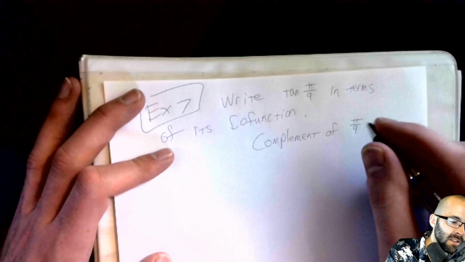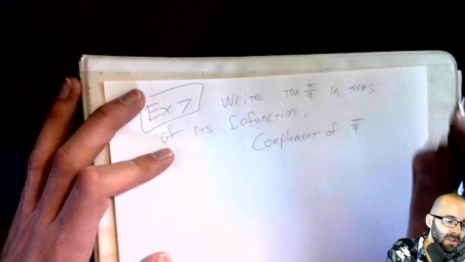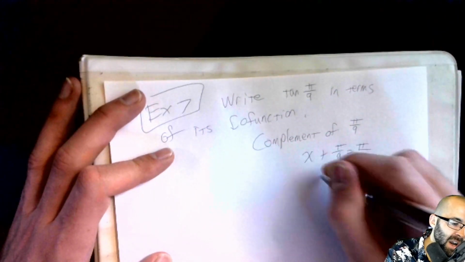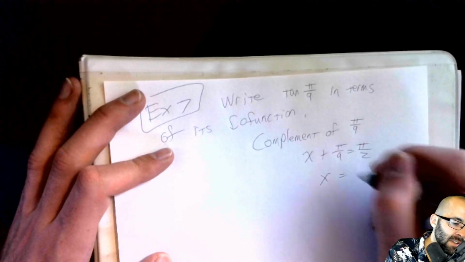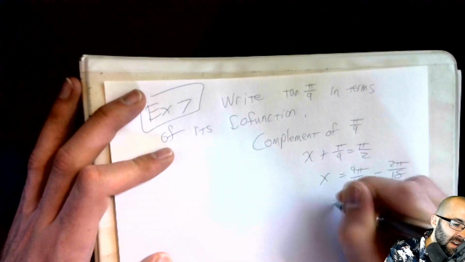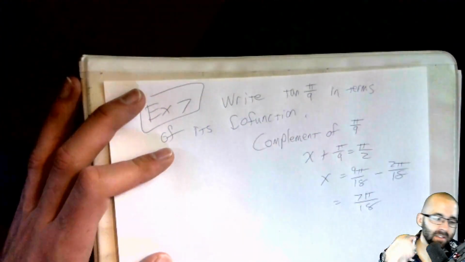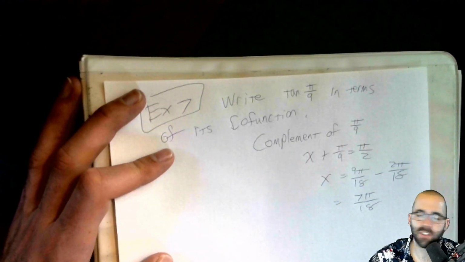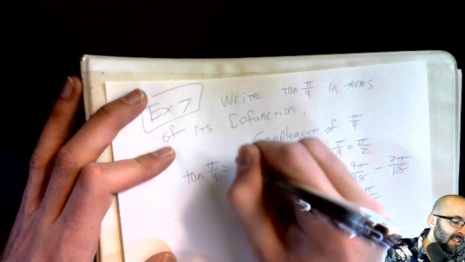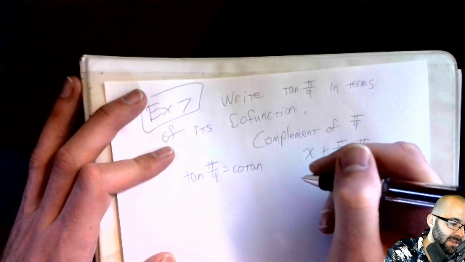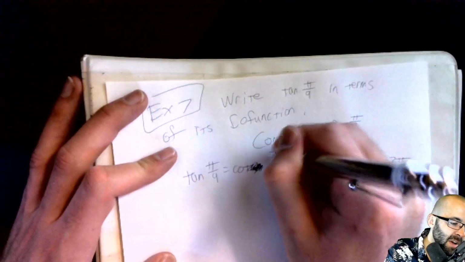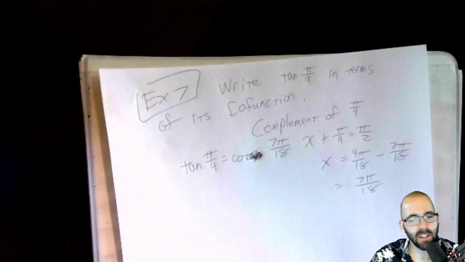So the question is, what plus pi over 9 equals pi over 2? Well, subtract pi over 9 from both sides, get a common denominator. This is going to become 9 pi over 18. This is going to become 2 pi over 18. We're going to get 7 pi over 18. So that's the complement. So we just use the cofunction identities, that the tangent of pi over 9 is the cotangent. Wow, I'm writing out the whole word. The cotangent of its complement, 7 pi over 18. All right, so that's all we're doing here.